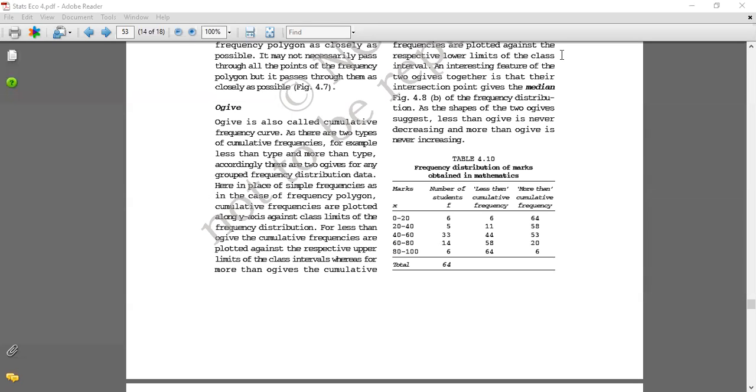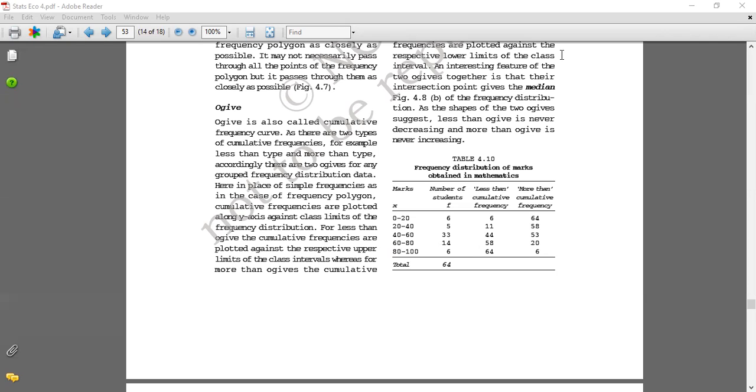So let's start our last topic of this chapter, that is OGIVE or cumulative frequency curve. What is meant by OGIVE? A curve obtained by presenting the cumulative frequency distribution on a graph is known as a cumulative frequency curve or OGIVE. Since there are two types of cumulative frequency distribution, less than cumulative frequencies and more than cumulative frequencies, we have accordingly two types of OGIVEs here, less than OGIVEs and more than OGIVEs.